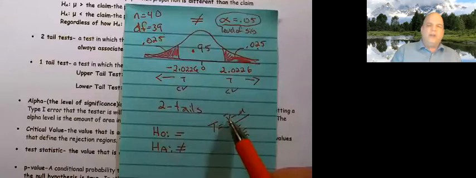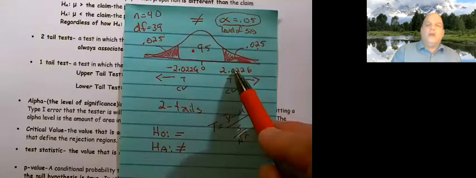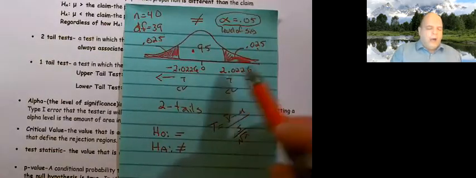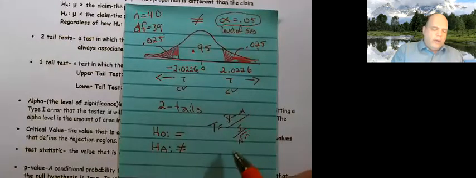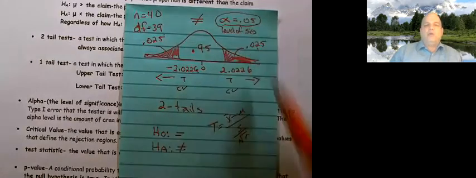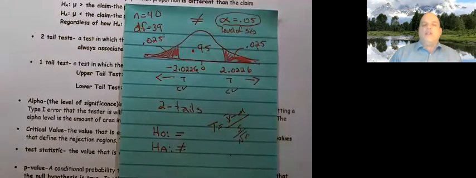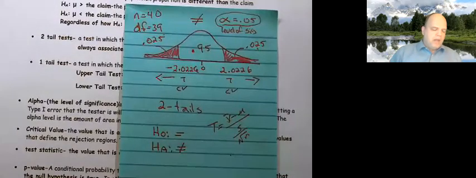So after I run this equation, if my value is greater than this, I reject. If it's less than this, I reject. Or if I get a probability that's less than alpha, I reject. Either one of those two things, okay?